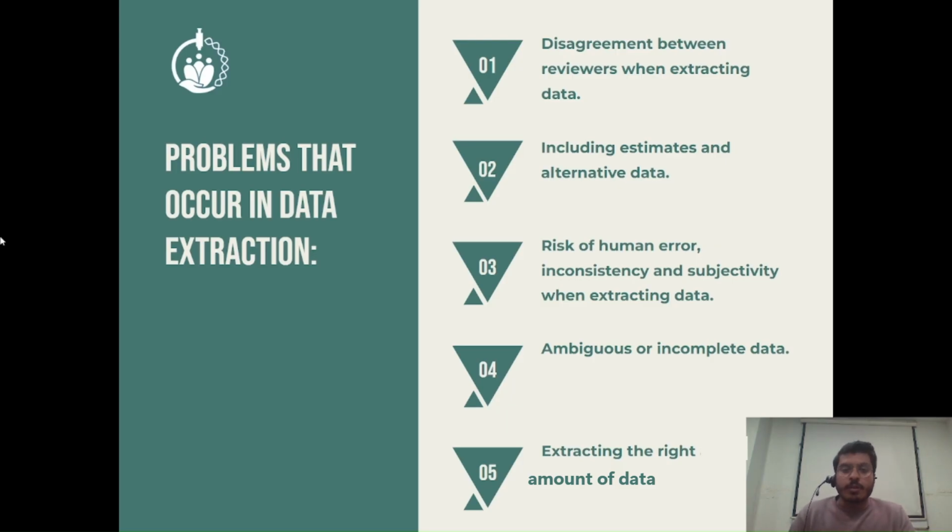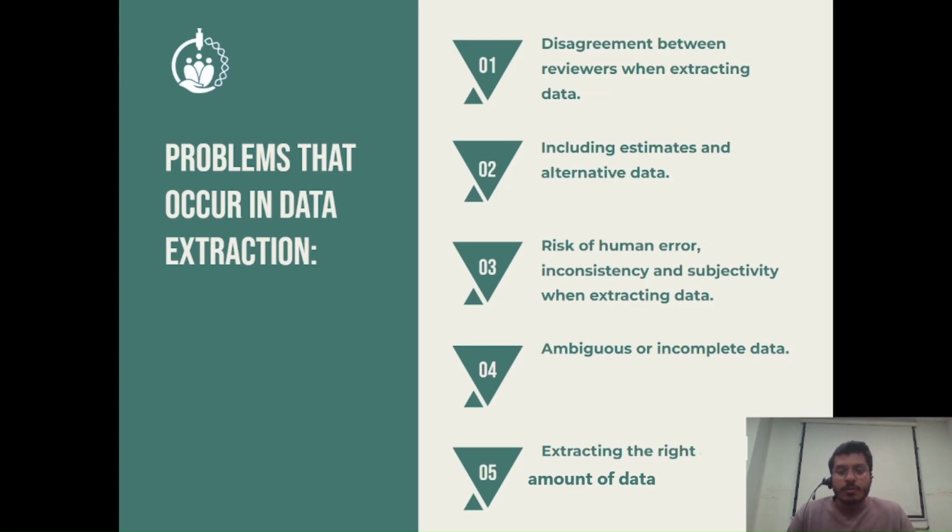You can work on the eligibility of that data set later, but for now it's important to extract the information as it is, as accurately as possible, including all the relevant data that you have for that particular heading. So the next problem that you usually face is risk of human error, inconsistency, and subjectivity.